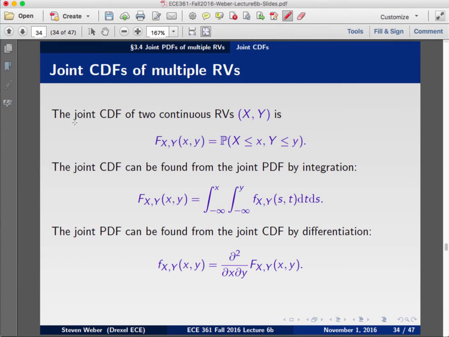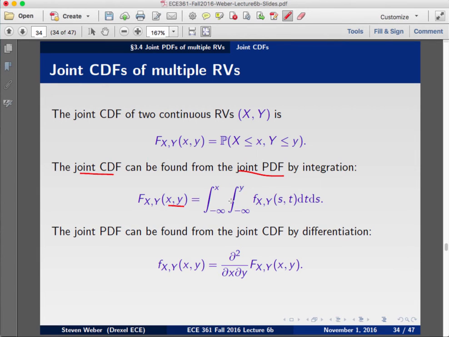Okay, so no surprises here. The joint cumulative distribution function of two continuous random variables, X comma Y, is the CDF capital F sub XY, and it stands for the probability that the random variable X takes a value less than or equal to little x, and the random variable Y takes a value less than or equal to little y. And again, I can obtain this joint CDF by integrating the joint PDF. In particular, if I want to evaluate the joint CDF at some candidate values, little x, little y, then I integrate over all possible values for s and t, where s goes up to x and t goes up to y.